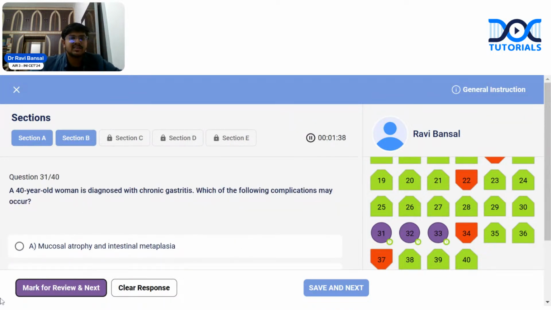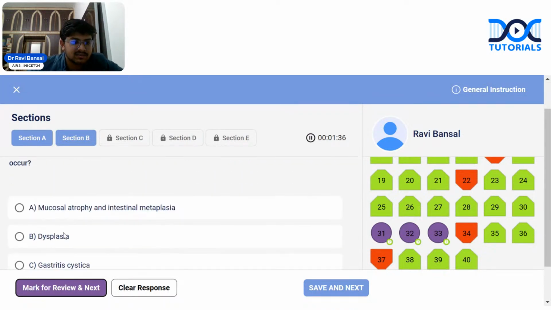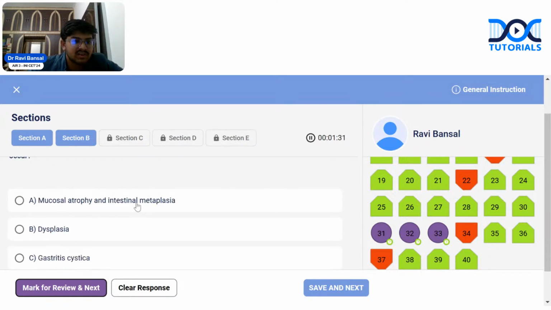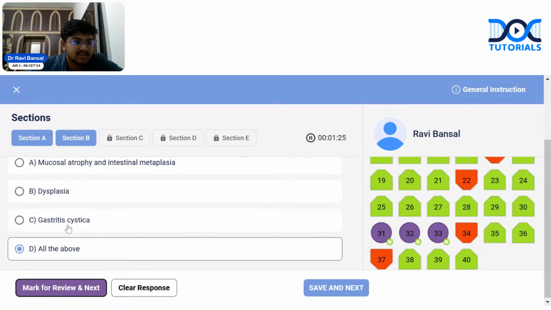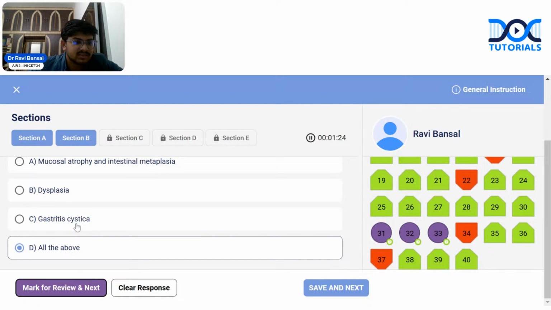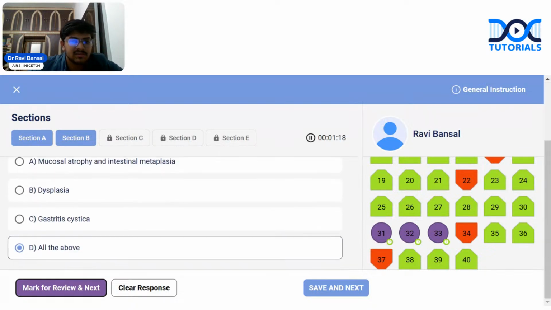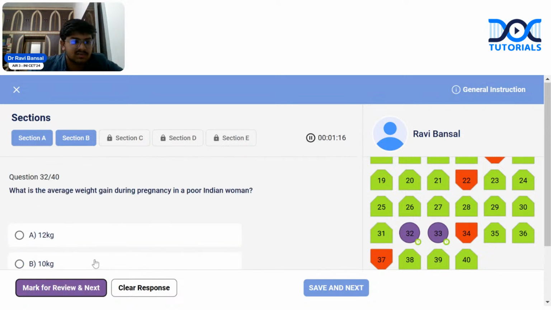Diagnosed with chronic gastritis, which of the following complications may occur? Obviously we know atrophy will happen in chronic gastritis, in autoimmune gastritis. Dysplasia can occur in chronic inflammation. I do not know what gastritis cystica is, but I think all of the following complications will be seen in gastritis. I will save this question.